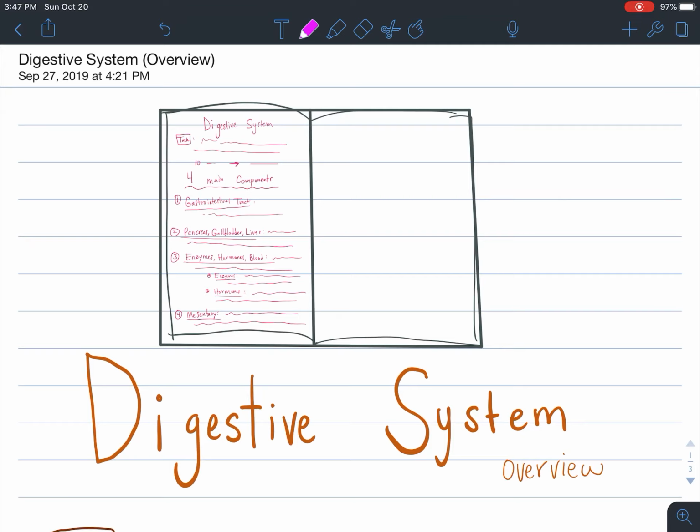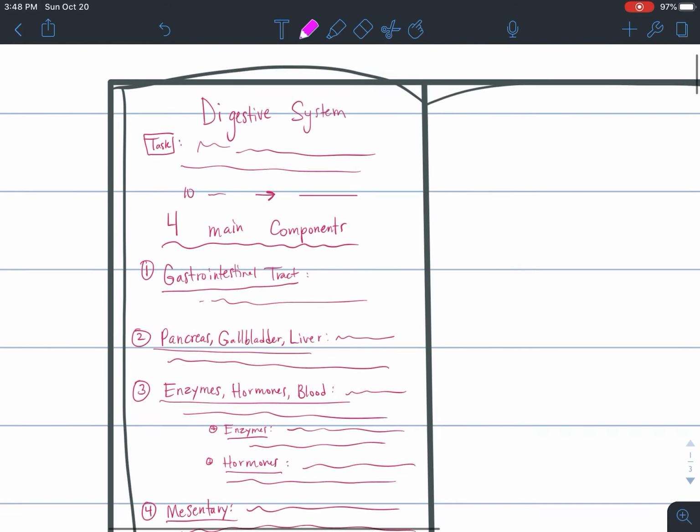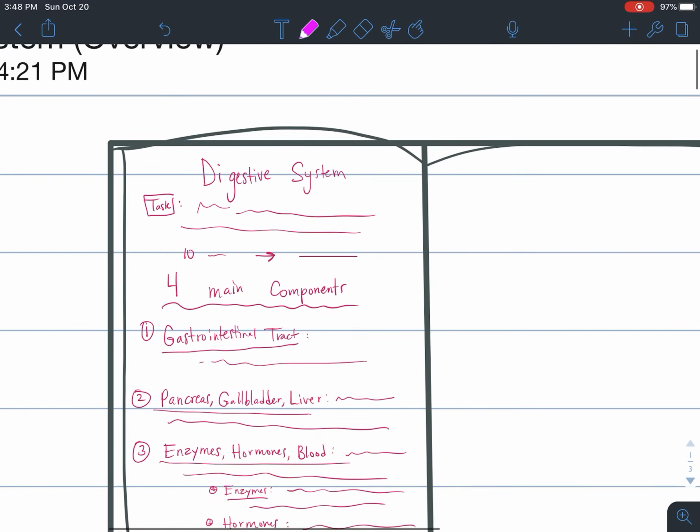So, we're going to start with an overview of the digestive system. Instead of digesting information, we're going to look at how the human body digests food. Make sure that you start out by putting the title on your science notebook page there at the top. Title this one Digestive System.